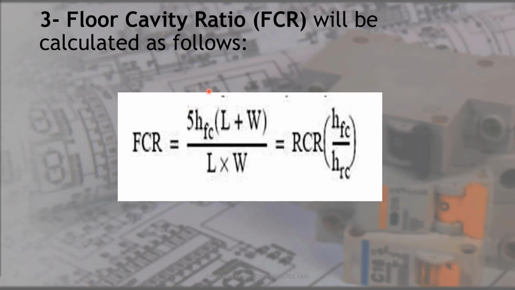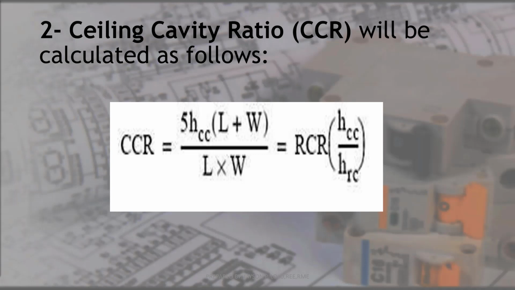Now for floor cavity ratio, still we have the same, but you can use the RCR, but the ratio now is HFC over HRC. So balik-balik lang, kita ninyo, balik-balik lang siya, pero mas dako reference ko na kay RCR. So better to get the RCR first.